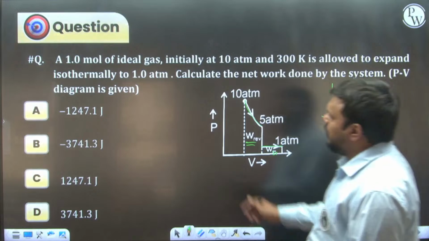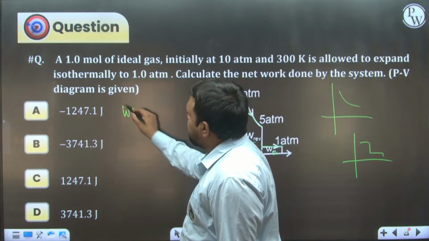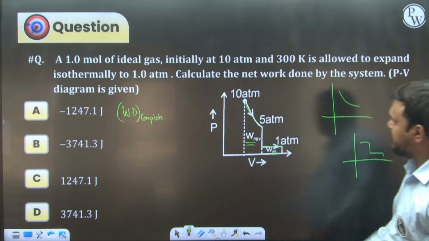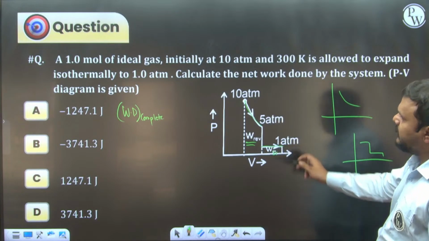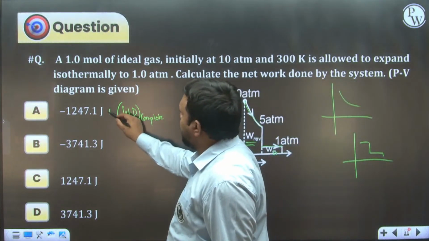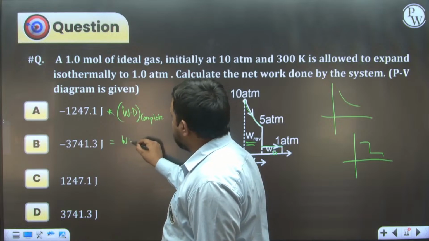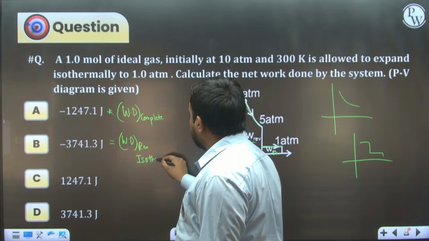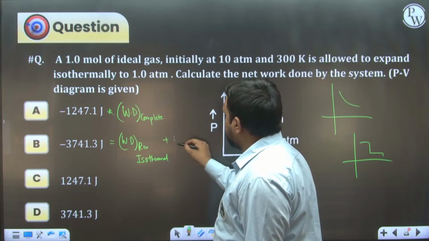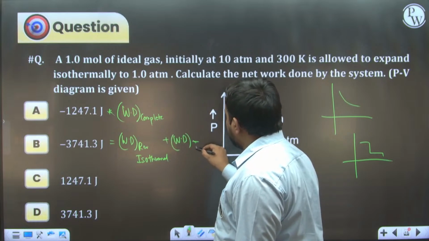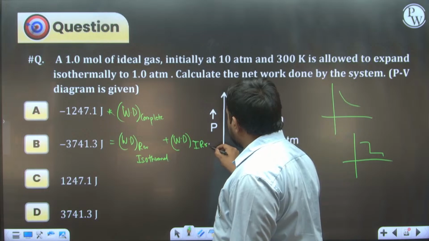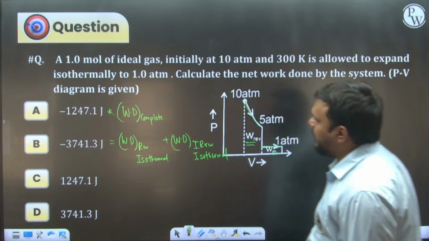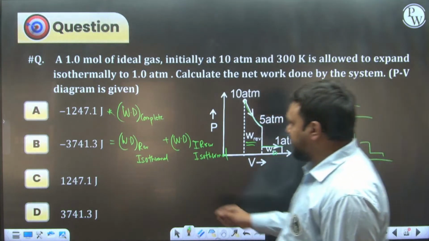Okay, so as I have told you, they are asking us the complete work done, which is having two isothermal processes. This is reversible isothermal and this is irreversible. So we will be adding up both: work done for the reversible isothermal process and work done for the irreversible isothermal process. If we add both of them, we will get the complete work done.